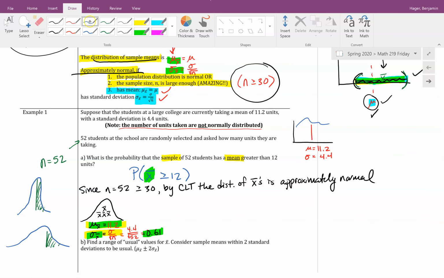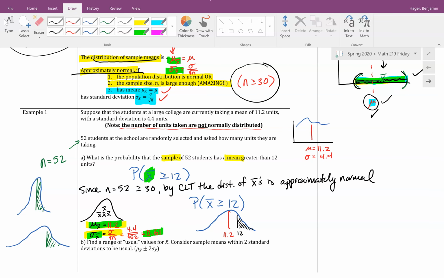Now, the probability I'm looking for is the probability that a sample mean is greater than 12. I usually draw up a picture. You don't have to, but I usually do. We know the mean is 11.2, and I'm trying to find the likelihood of getting a sample mean greater than 12. So 12 is somewhere to the right, and I'm looking for that area. StatCrunch can do that for me right away, and that's really how I'm going to do most of these.